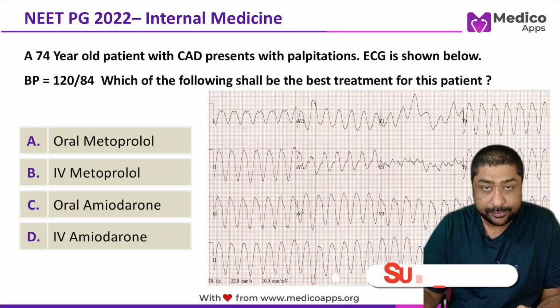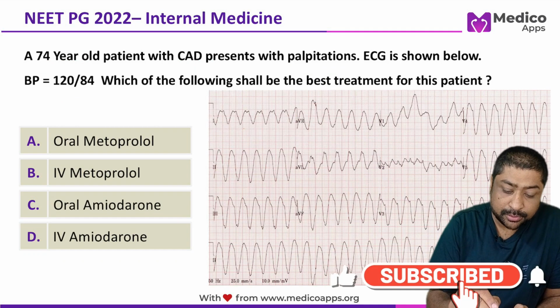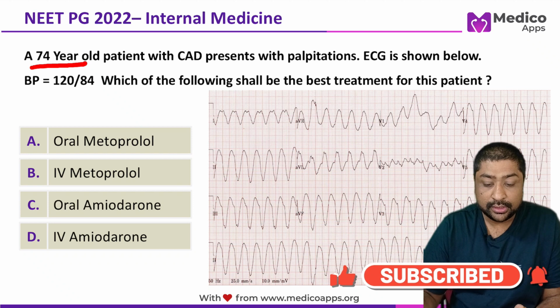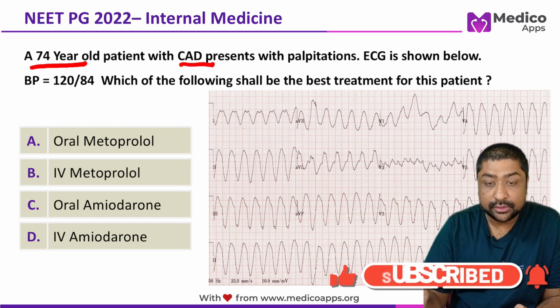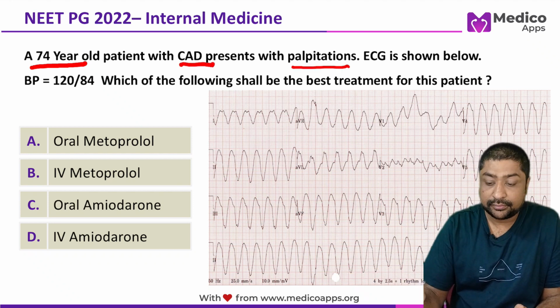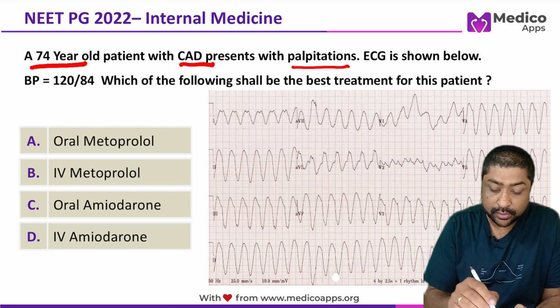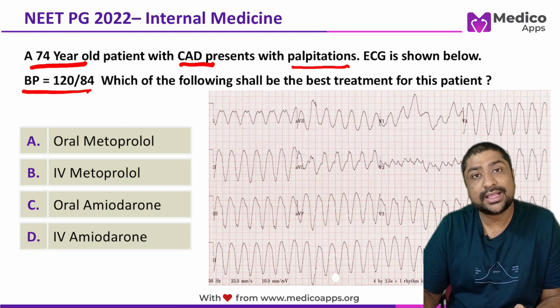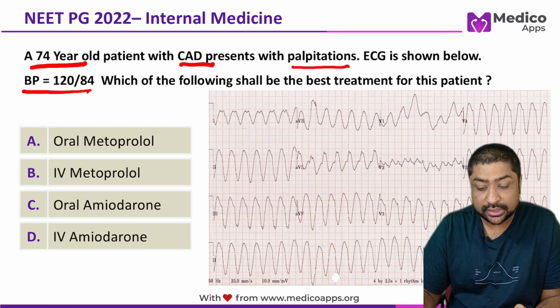This question appeared in NEET PG 2022 and it talks about a 74-year-old patient with CAD who presents with palpitation and the ECG is given below. The blood pressure is mentioned as 120 by 84. So what is the best possible treatment for this particular patient?